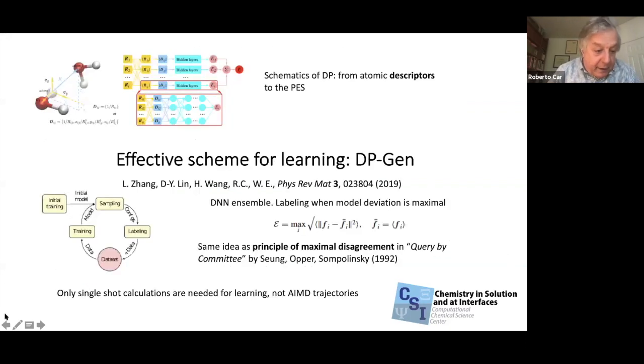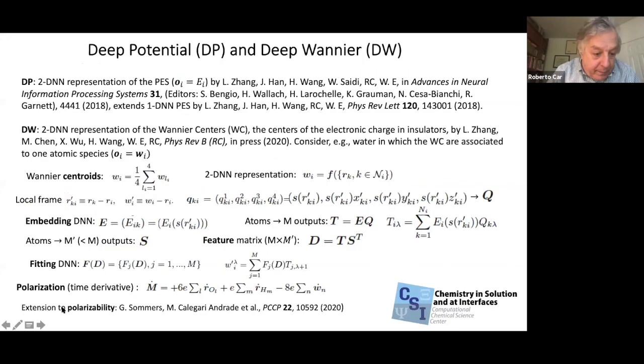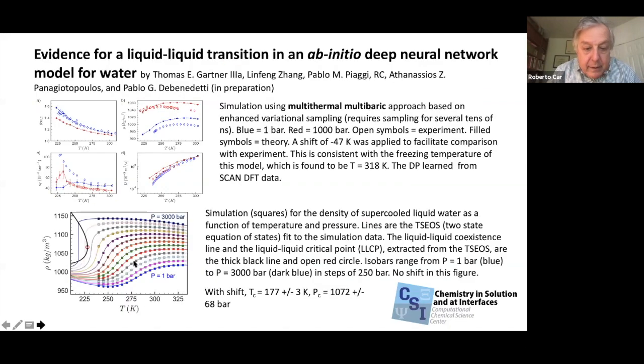Oops, sorry about that. We have a few minutes, Roberto. Thank you. Here is the bulk of the result. These are all the data points that we obtain with this multi-thermal, multivariate simulation, given by these filled squares. The lines are this data fitted to a simple two-state equation of state model that has only a few free parameters.